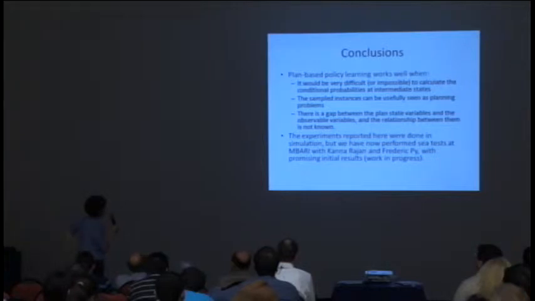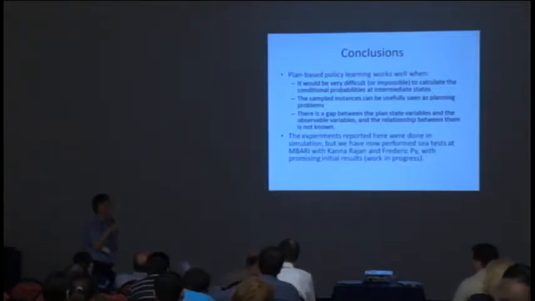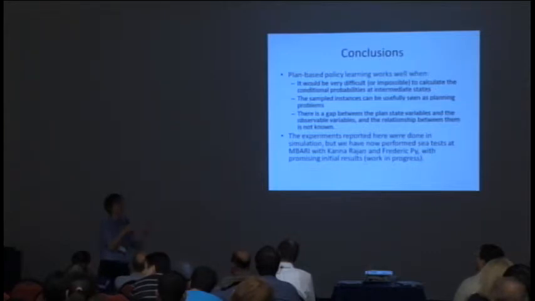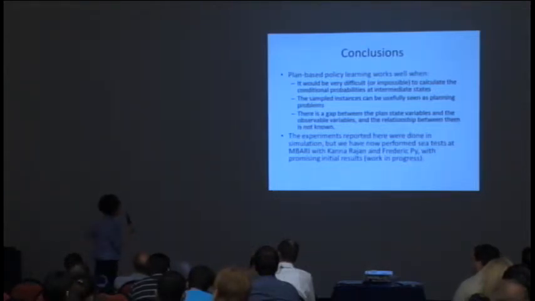So the experiments reported here were all in simulation, but as I said, Kanna introduced us to this harmful algal bloom problem, and since we did this initial work, we've now started working with them on performing sea tests in which we actually experiment with our learned policy, and we did this in October. The initial results from the sea tests were promising, but there were some issues to do with the fact that we're only working on surface patches, whereas it turns out that the 3D structure of the patch is quite important for good performance. So we're now working with them on extending the approach, and that's work in progress.